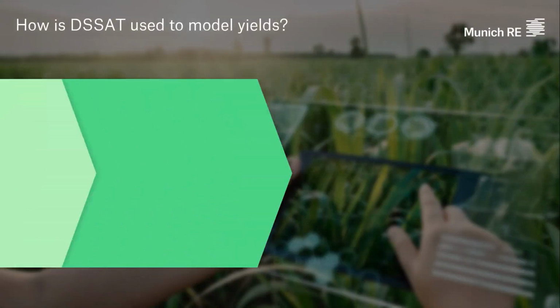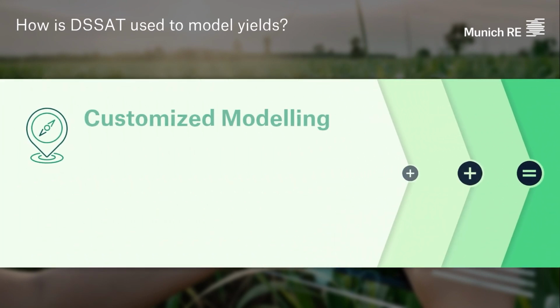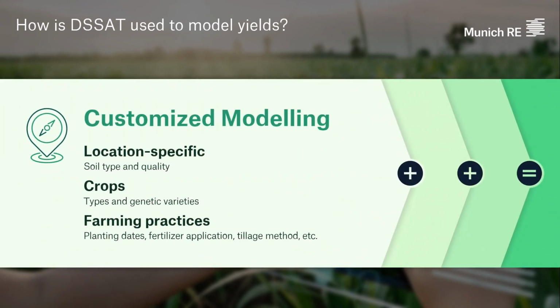DSSAT always begins with a collection of input data tailored to specific locations, including soil type and quality, ensuring the simulation reflects real-world growing conditions. In this spirit, it also requires details on the crop types and genetics. Lastly, farming practices play a major role in shaping yields.